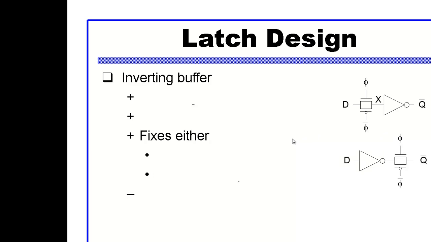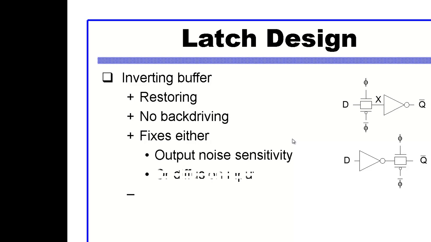D latches here, sorry. Now look at this one. It is restoring, as I explained, and there is no backdriving. One fixes the output noise sensitivity, and the other fixes the diffusion input. So what are the disadvantages? The only disadvantage is that you will have an inverted output, because whatever D you give gets inverted and you will have only Q bar. And here also you have Q bar. So this is the only disadvantage that we have.